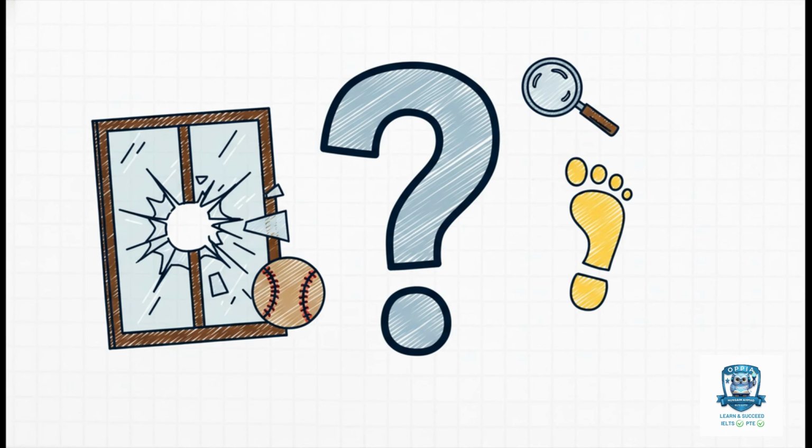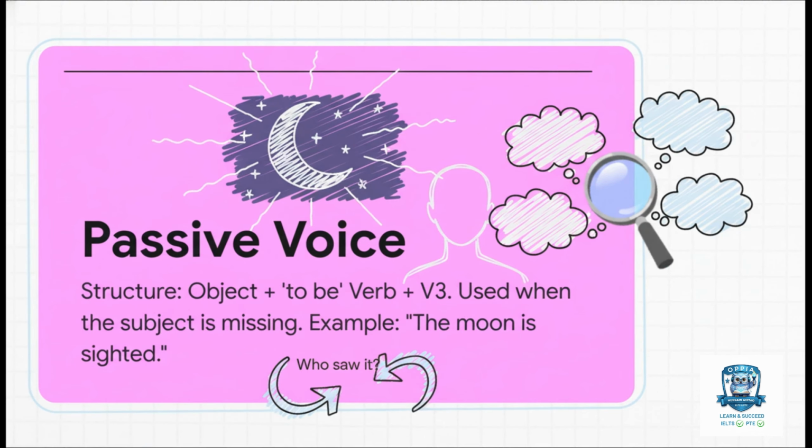But sometimes the person doing the action isn't the star of the show. Sometimes you don't know who did it, or maybe you just don't care. You want to emphasize the thing that received the action instead, and that's when you bring in the passive voice. See how the structure flips? The object moves right up to the front. In "the moon is sighted," our focus is on the moon.